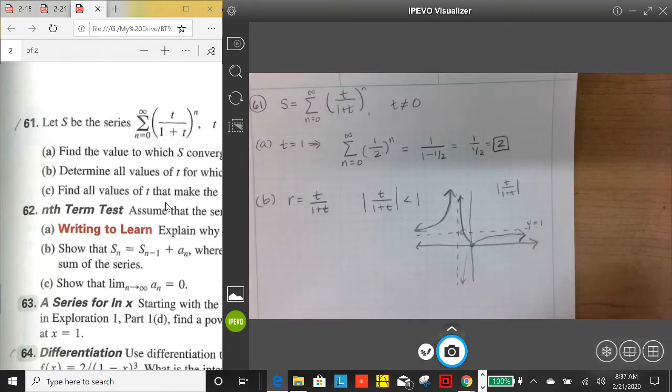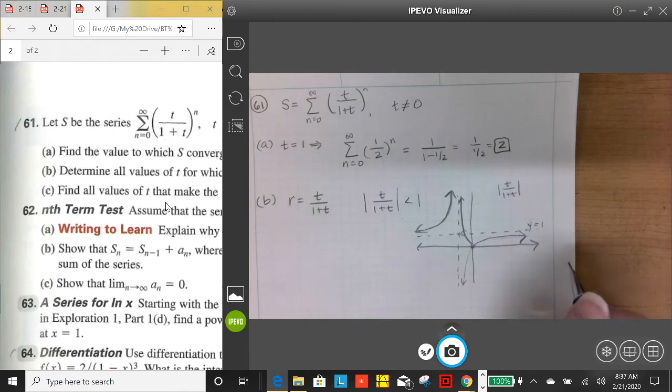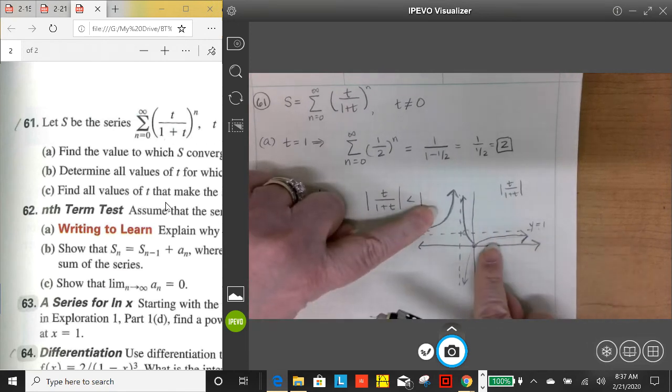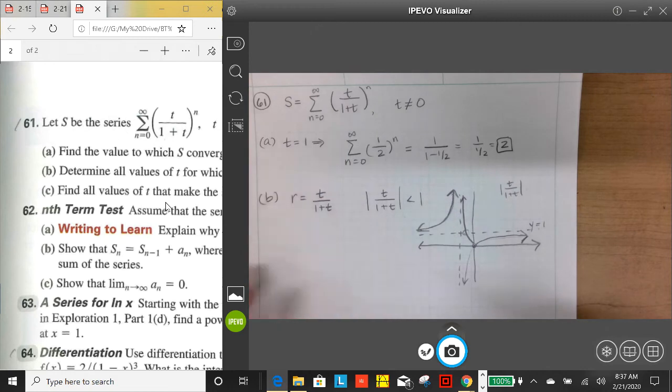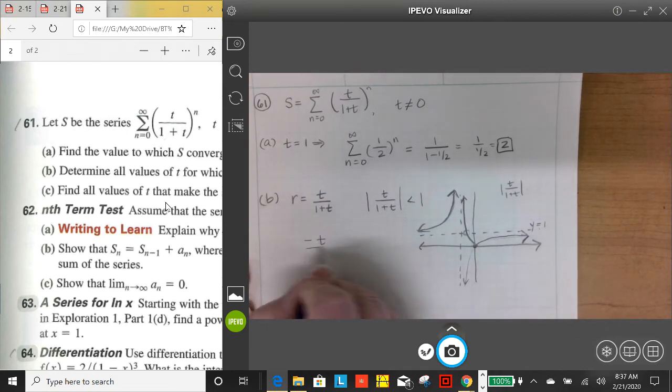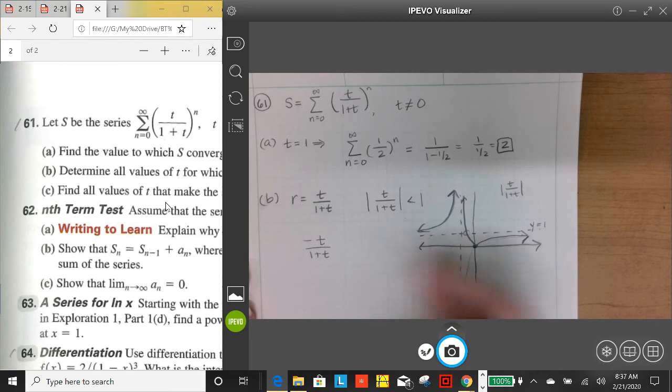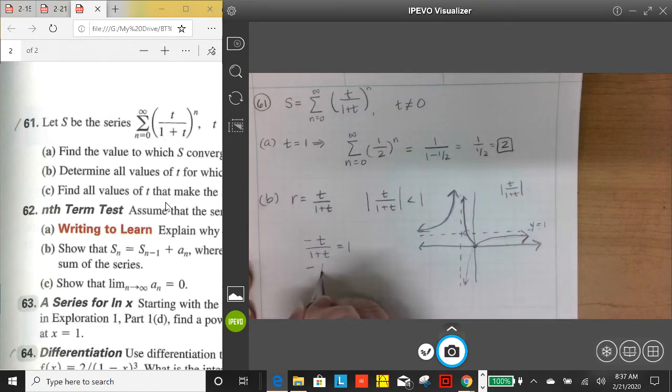I need to find out when that is true, right? So is this behaving the opposite of itself, or is it behaving the same as itself? Well, right here, I didn't change anything on the original graph. Here, I made it the opposite. So I need to set negative t over 1 plus t equal to 1, because the absolute value is forcing it to be the opposite here. So then I'm going to cross multiply. Negative t equals 1 plus t. And then I'm going to add, this is negative 1, equals 2t. t equals negative 1/2.